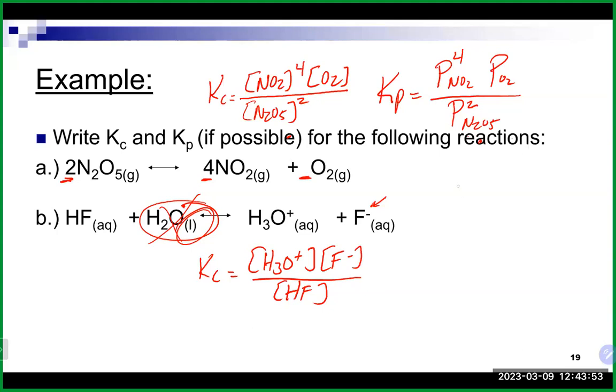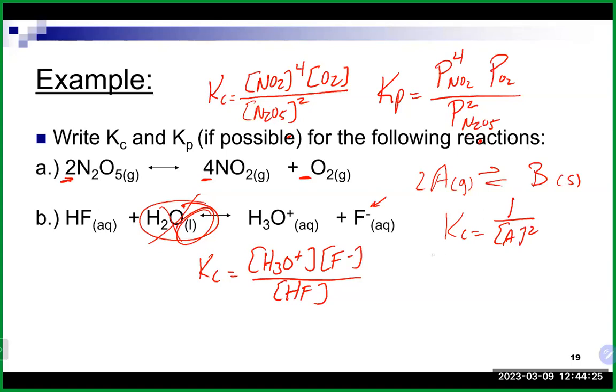Now, what happens if I had something like 2A goes to B, say where B is a solid? How would I write the equilibrium constant for this? K would equal 1 over A squared. So you just use a 1. If there's something on the right-hand side that you can't include, you would just use a 1.